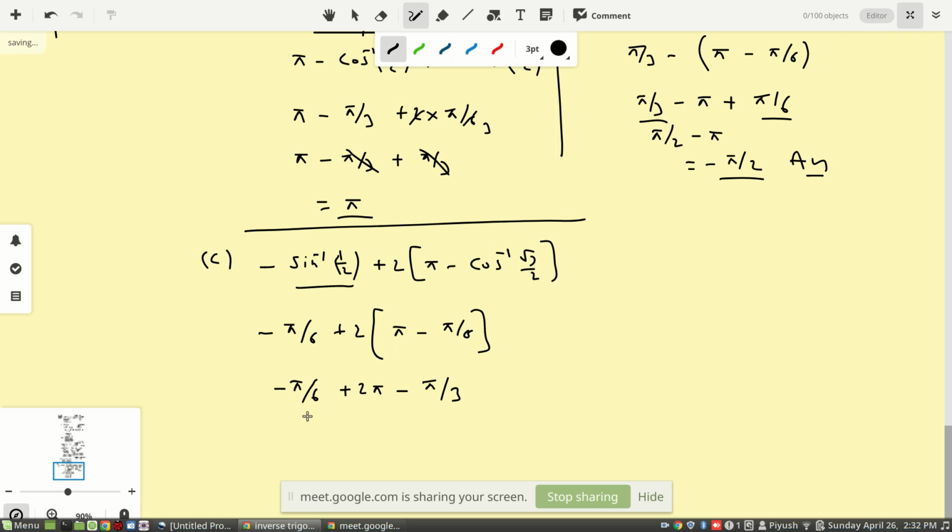Now here we can say this is like minus 30 degrees and this is minus 60 degrees. So minus 30 minus 60 is going to be minus 90. So minus pi by 2. And this is plus 2 pi. And then it is all simple: 2 pi minus pi by 2. So from 2 pi, 4 minus 1 is 3, so the answer is 3 pi by 2.